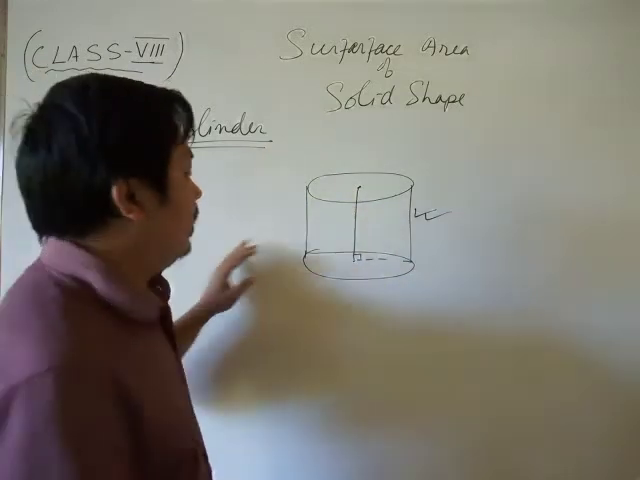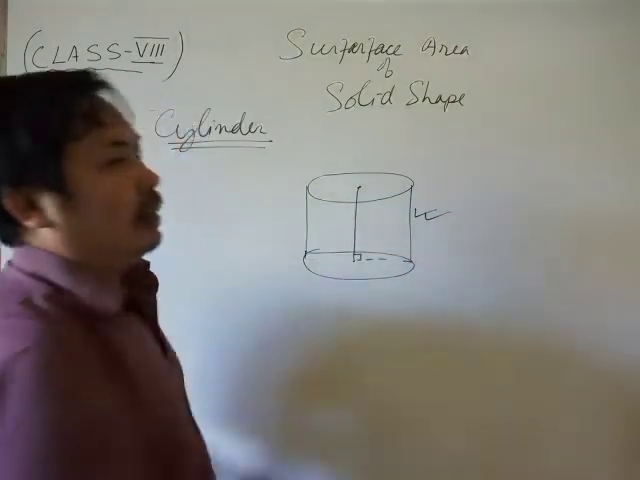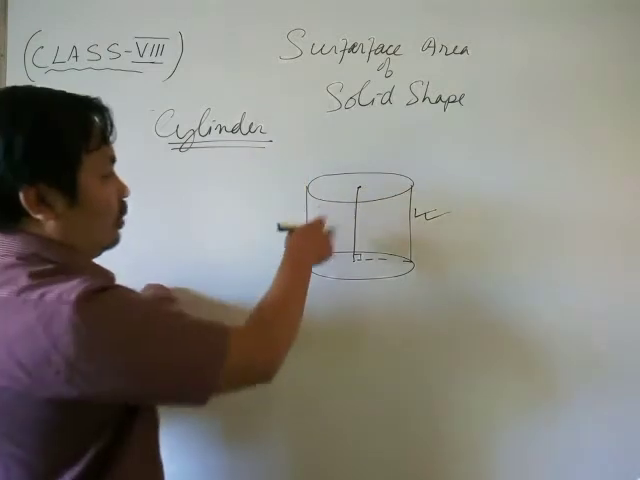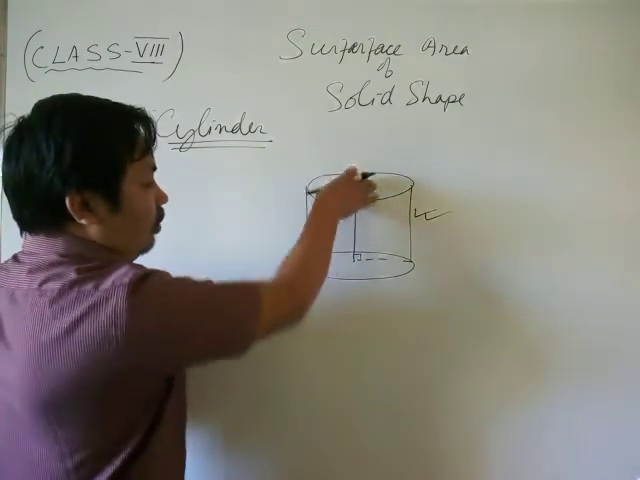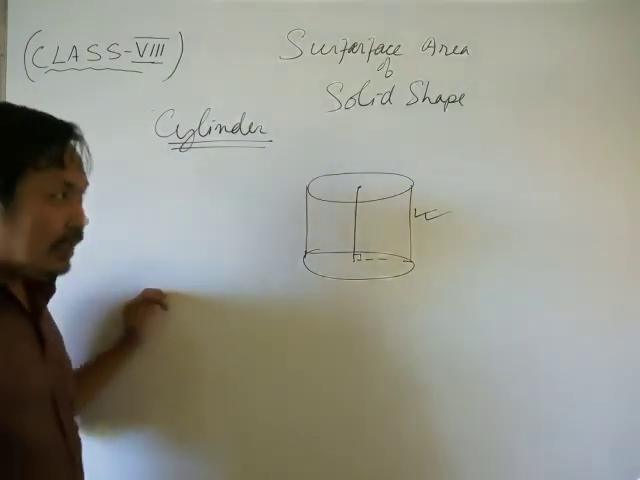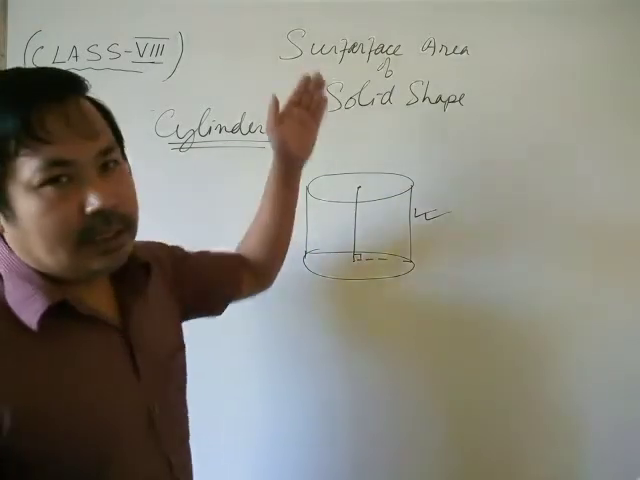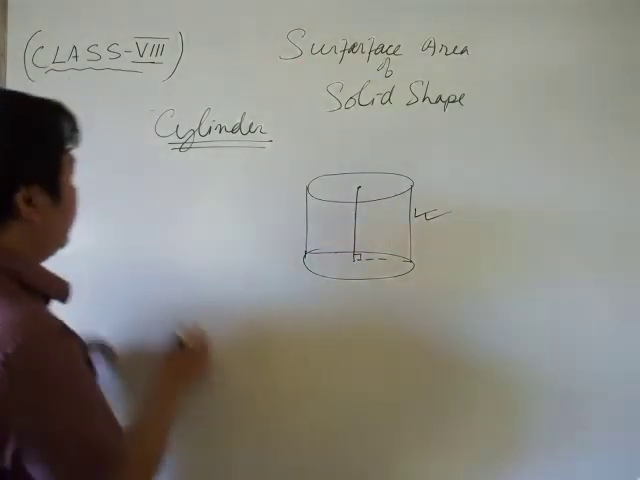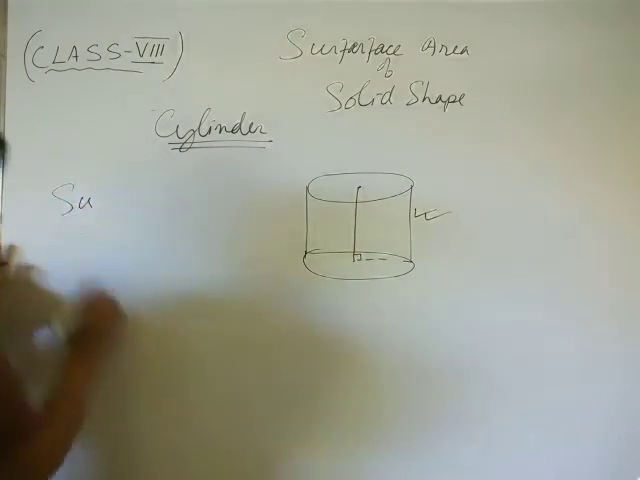But lateral surface means only the upright part, not the top or bottom. Without the top or bottom is called lateral, isn't it? So here also we find the total as well as the lateral. So let us see what is the total surface.